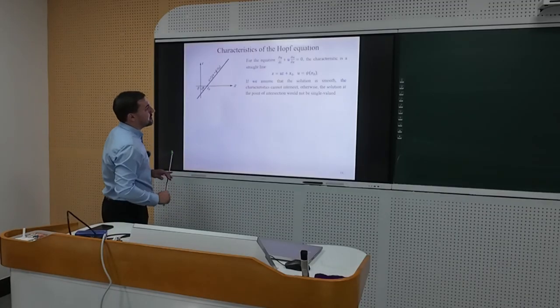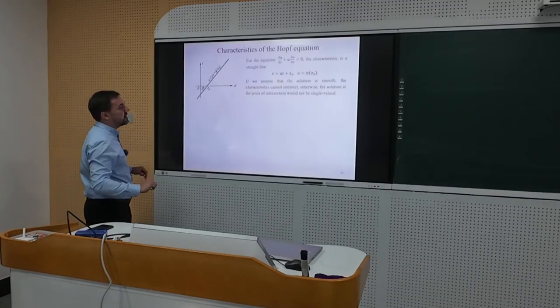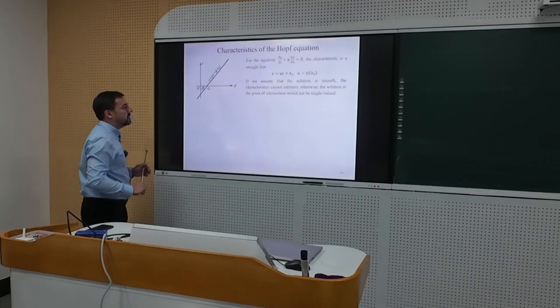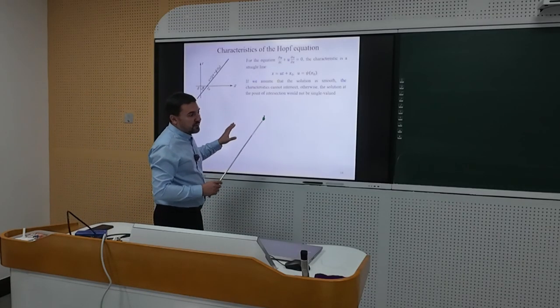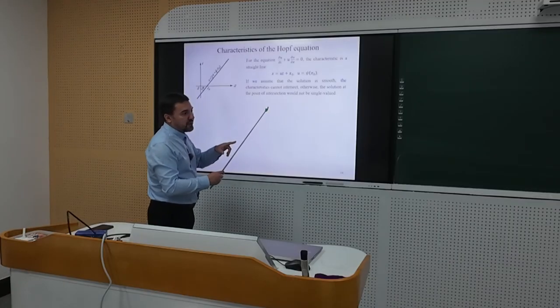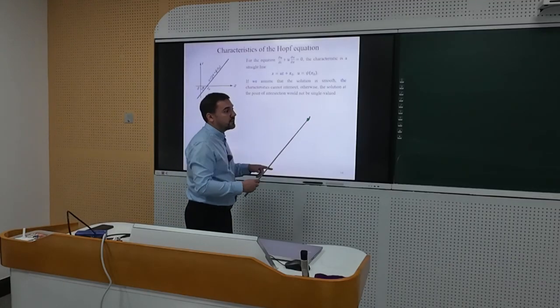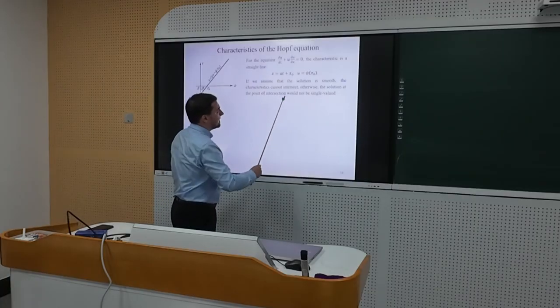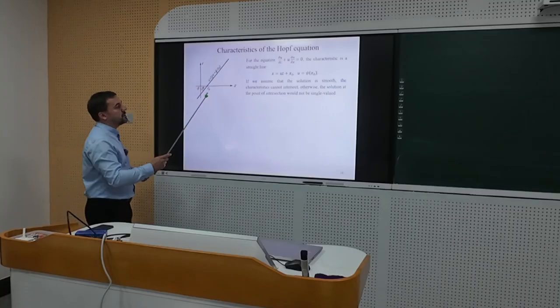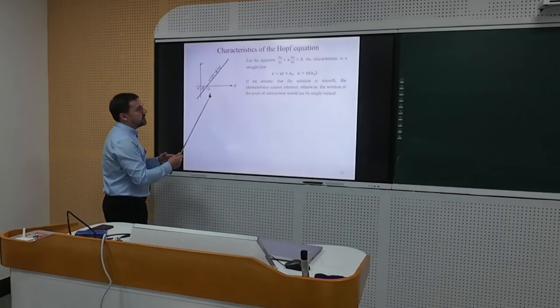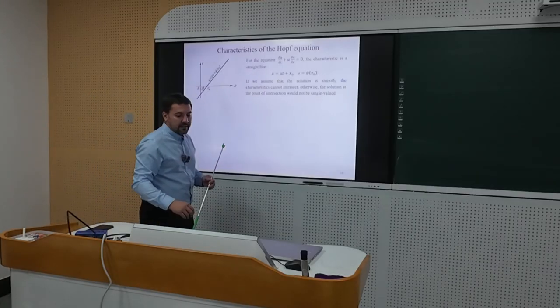If we assume that the solution is smooth, the characteristics cannot intersect. Otherwise, the solution at the point of intersection would not be single valued. For the linear advection equation, characteristics were not able to intersect, to cross, because they were all parallel straight lines. But here, we can expect some problems, because different characteristics have different inclination angles.